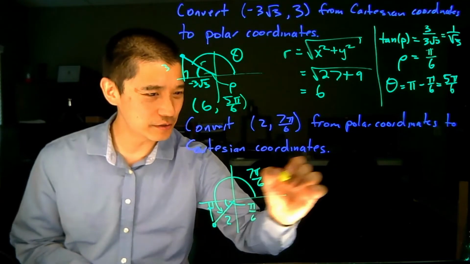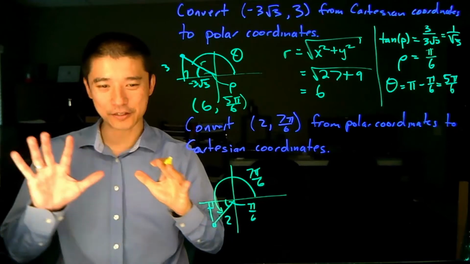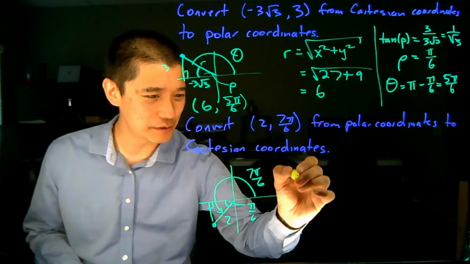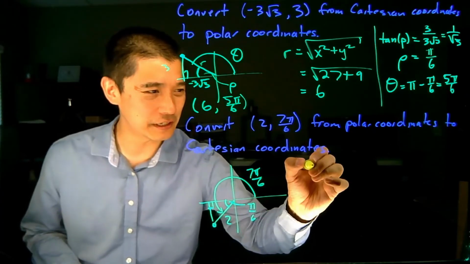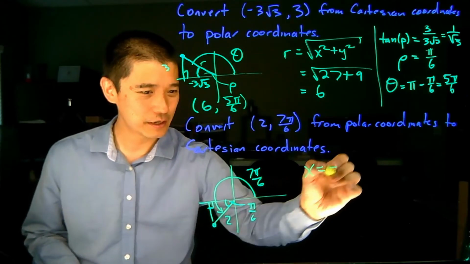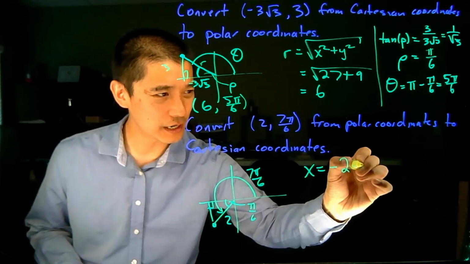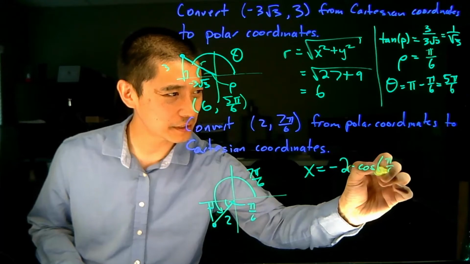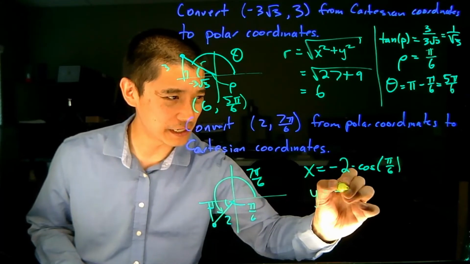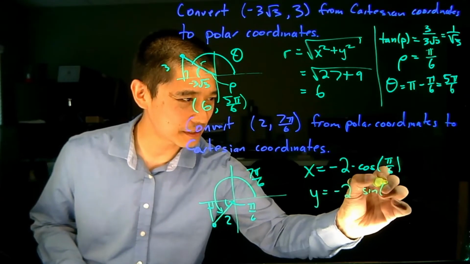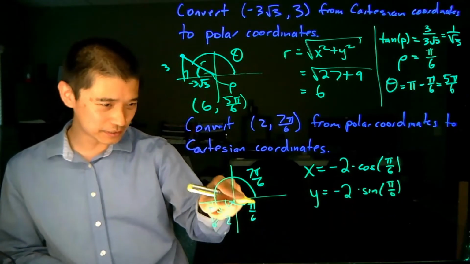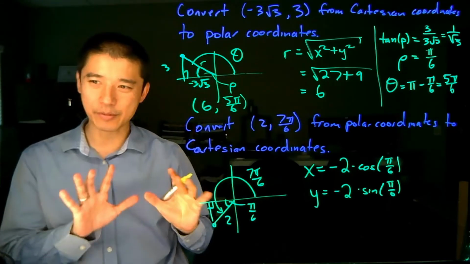And we can do all of our calculations based on the signs of everything that we know. So the x-coordinate is negative, the y-coordinate is negative. So x equals negative 2 times cosine pi over 6. And y is equal to negative 2 times sine pi over 6. And this is using this triangle picture right here and just using the basic geometry.